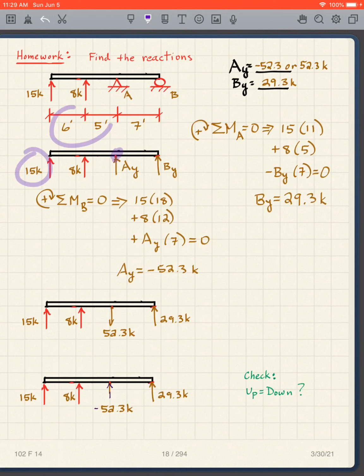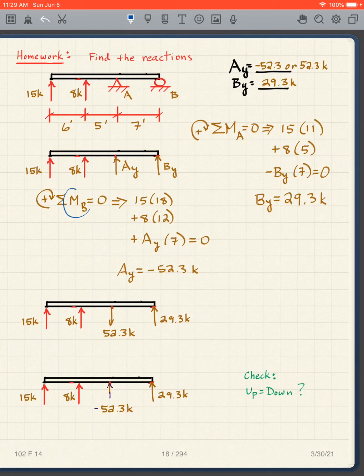So it's 15 times 11, 8 times 5, BY times 7, and then the signs. For the 15, that's clockwise, so it's positive. For the 8, that's clockwise, so it's positive. For the BY, it's counterclockwise, so it's negative. So positive, positive, negative. We solve for BY, get 29.3 kips.